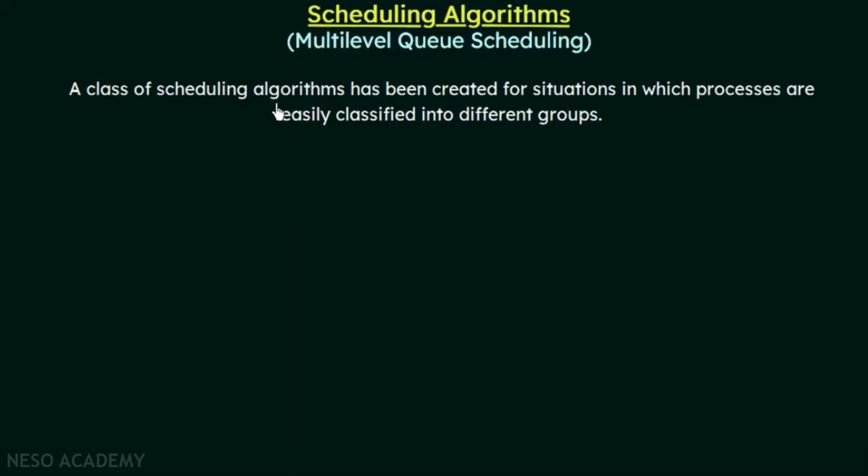A class of scheduling algorithms has been created for situations in which processes are easily classified into different groups. So, if we are able to classify our processes into different groups, there is a class of scheduling algorithms created for this kind of processes, and multi-level queue scheduling is one of them. When we say that we are classifying processes into different groups, what do we mean by that? Let's take an example to understand this classification.